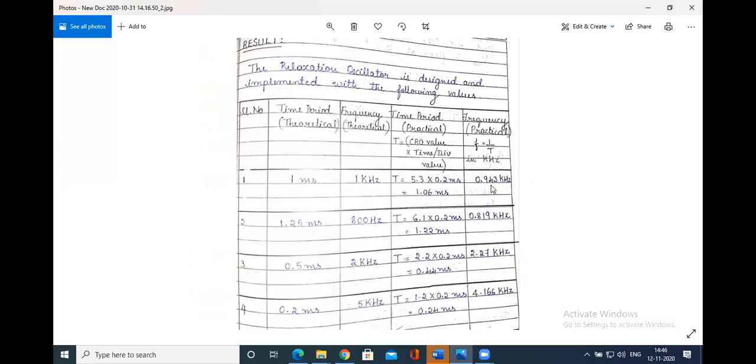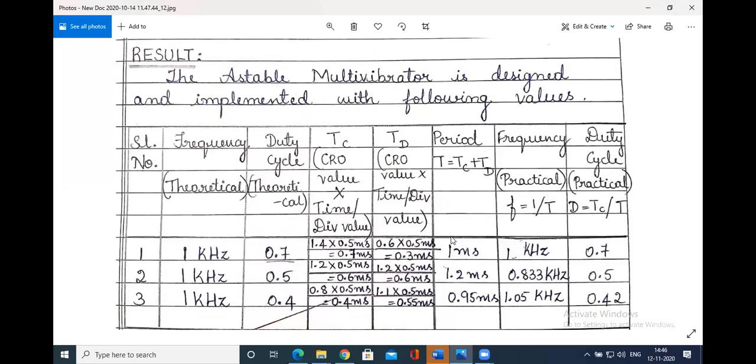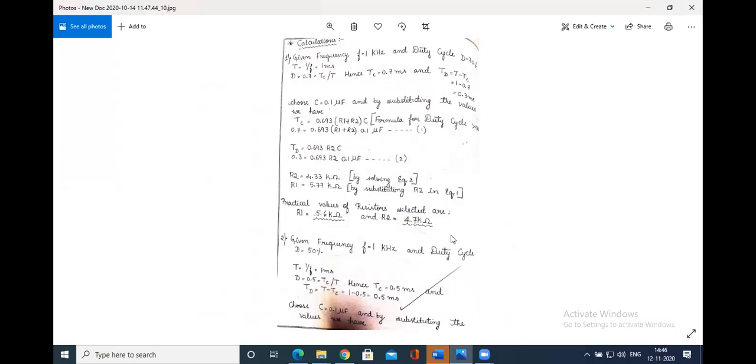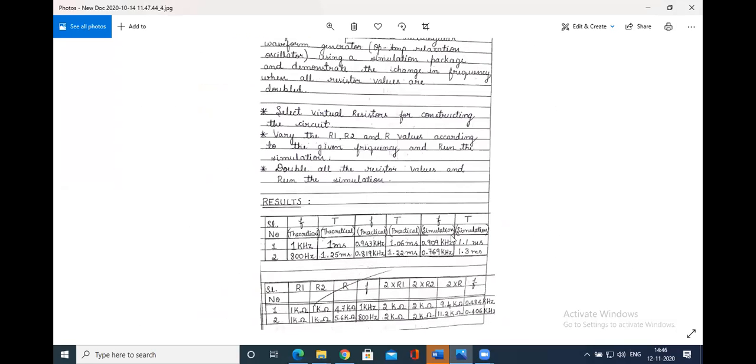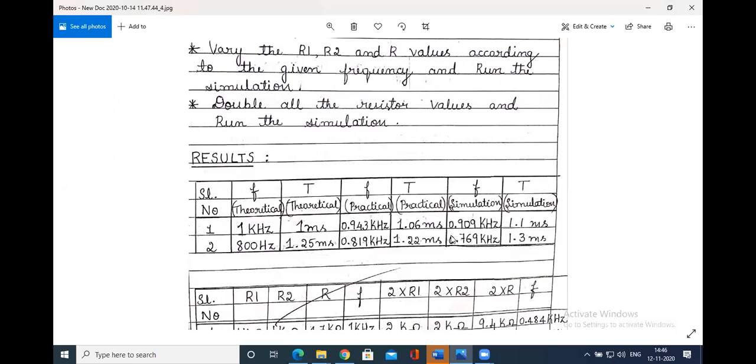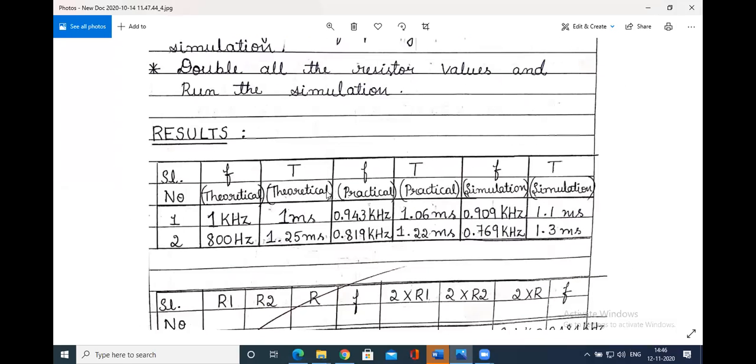Similarly, we have the simulation part. So in simulation, what do we do is, this is a table for simulation. See, theoretically, you calculated it. Practically, you have calculated frequency, though just now I have shown you the previous diagram. So in the simulation, you have to get this value 1.1 millisecond in simulation for T. The value of T has to be obtained.